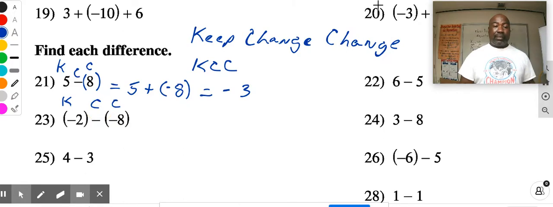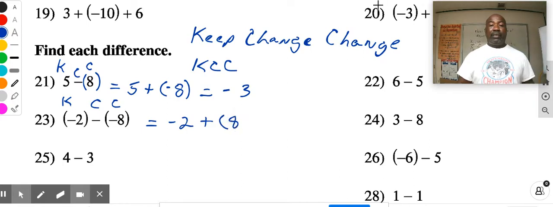We're going to change the operation, and we're going to change the sign. So when we rewrite this, we're going to have negative 2 plus, right? I heard somebody say plus. And now we're going to say positive 8 right here. And I put these in parentheses so I can know what sign this is. So this is a positive 8. So now what we have is a positive 8 plus a negative 2, which is just a positive 6.